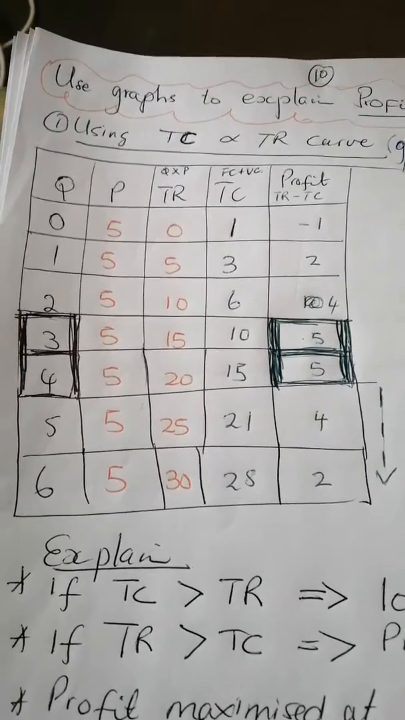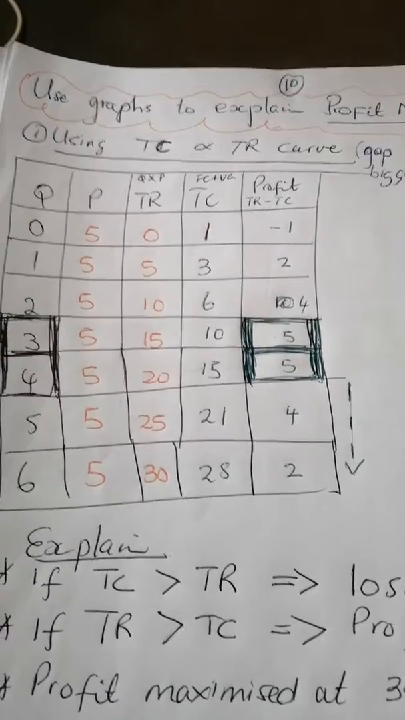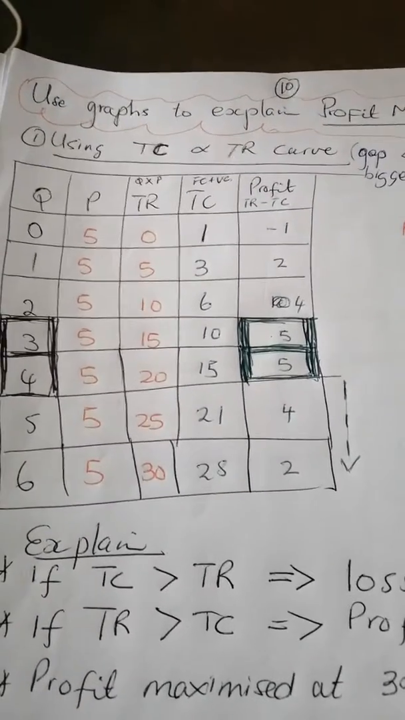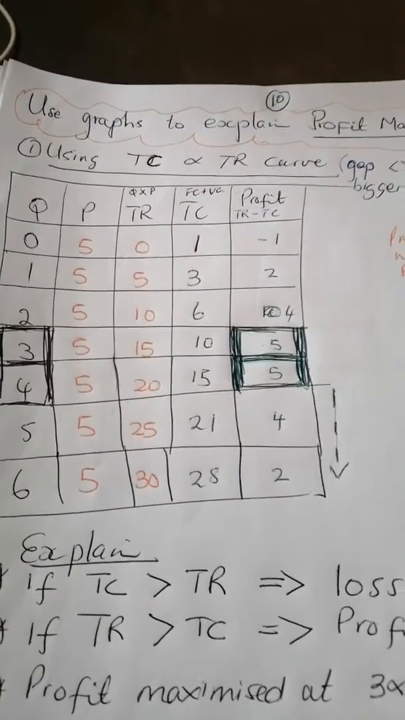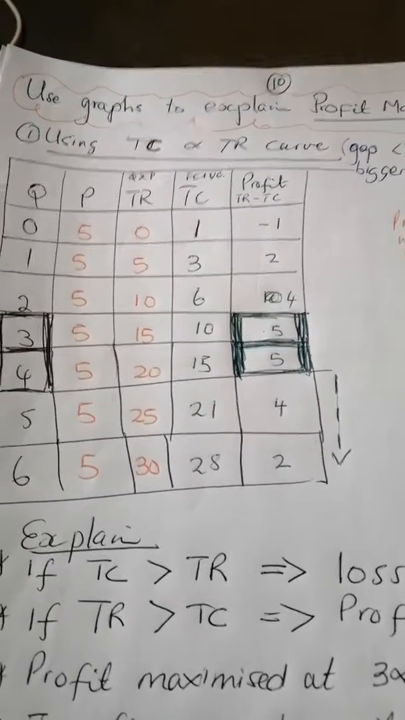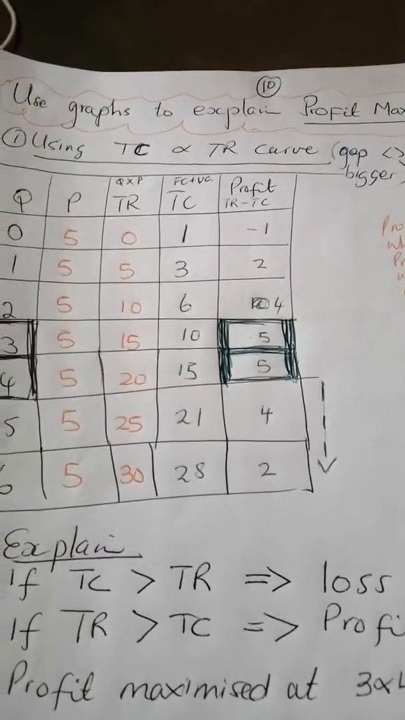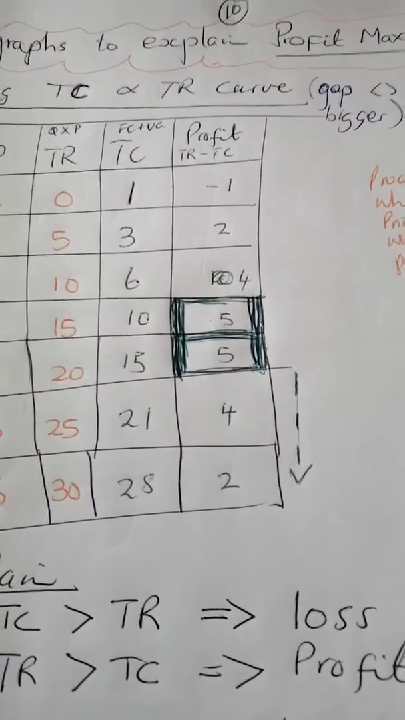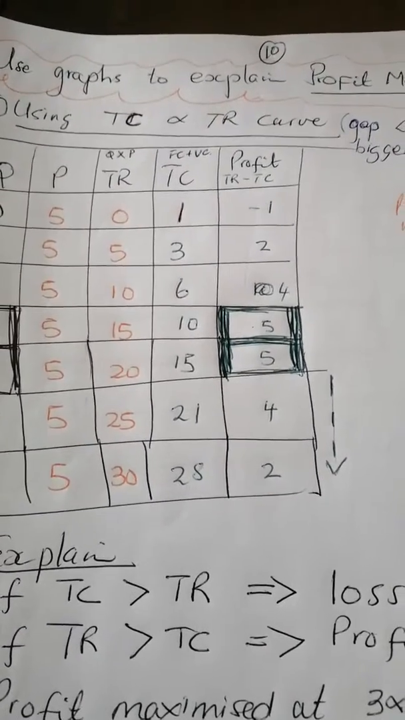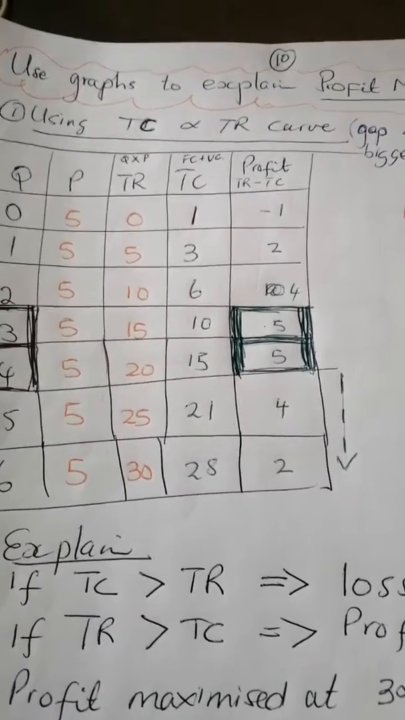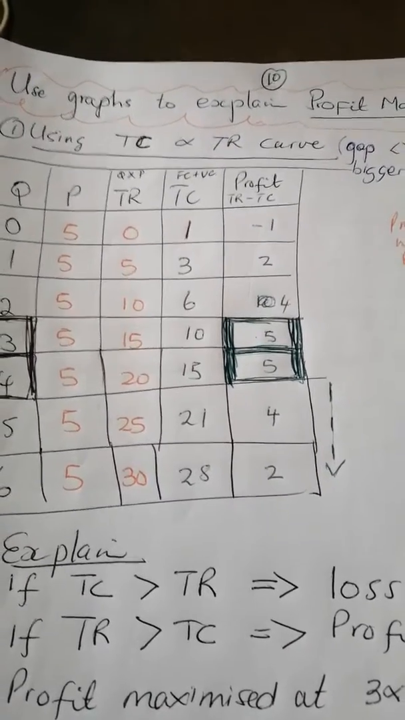Now the total revenue, how do you calculate the total revenue? It is quantity times price. Total costs, we are given automatically, but to get the total cost, you must calculate your fixed cost with your variable cost. Now what will be your profit? Your profit will therefore be total revenue minus total cost, which is 0 minus 1, negative 1, 5 minus 3, 2, 10 minus 6, 4, 15 minus 10, 20 minus 15.